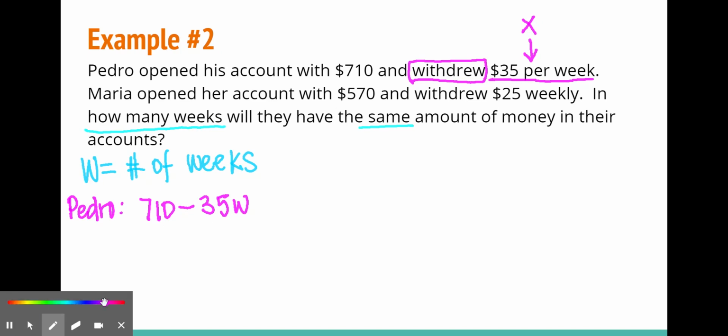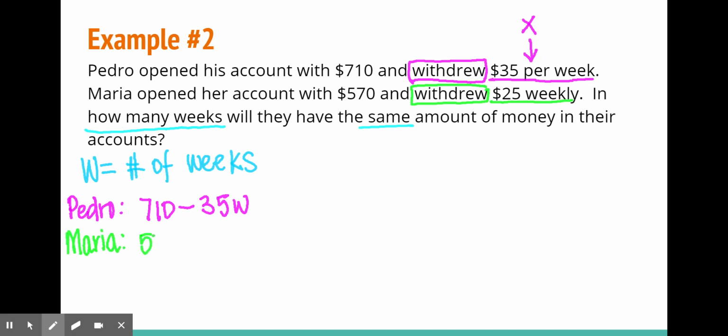Now let's look at Maria. For Maria, it says she opened her account with $570 and she withdrew 25 per week, or $25 weekly. So for Maria, she started with 570 and she also withdrew. So we're subtracting again. She withdrew $25 per week, which tells me to multiply by the number of weeks, which is going to be represented by the letter W.